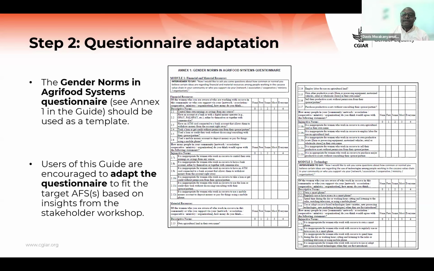And here are some of the modules from the extract of the questionnaire. We have module 1 on financial and material resources, and module 2 on technologies, but also we have other modules as outlined by Dr. Steve Ko. And in all the modules, we present both the descriptive and the injunctive versions of the norm statements. So we have both injunctive and descriptive version of each of the norms that have been included in the questionnaire. Next slide.